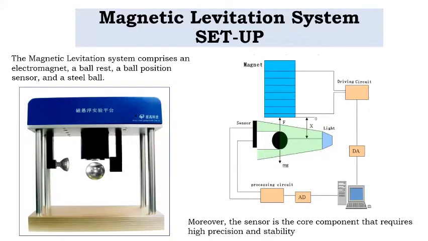So as you can see here, it's the setup of the magnetic levitation system. It's mainly made up of the electromagnet, a ball rest, a ball position sensor, and a steel ball. Moreover, the sensor is the core component that requires high precision and stability. So this is where our results and calculations are mainly based on the sensor and the ball and the other components.